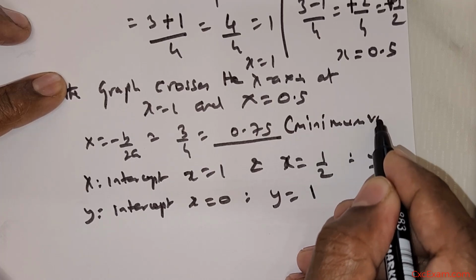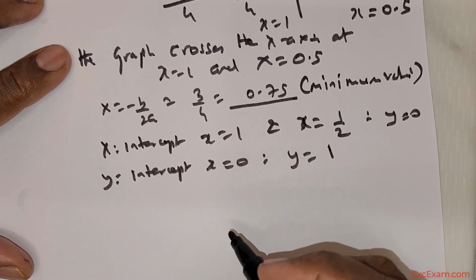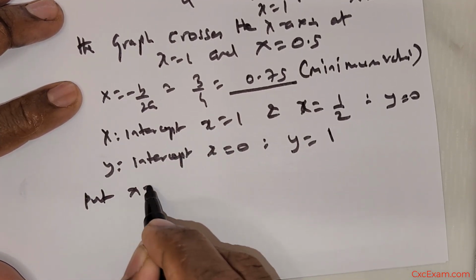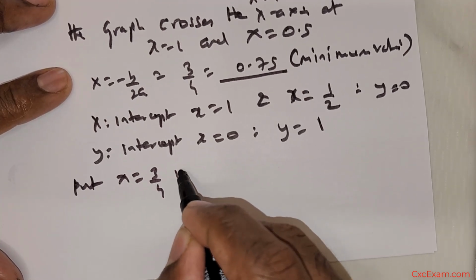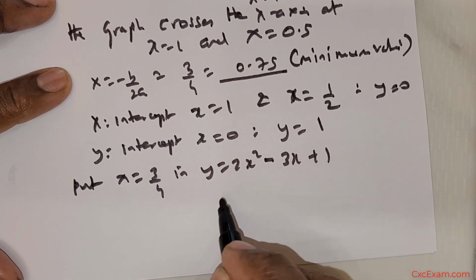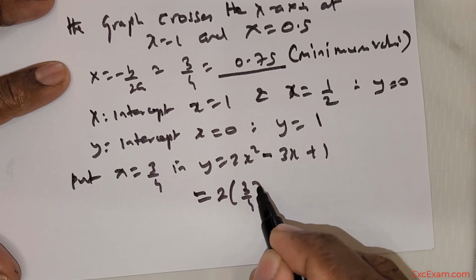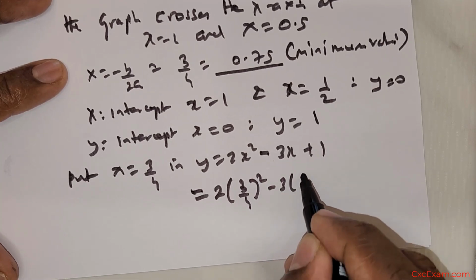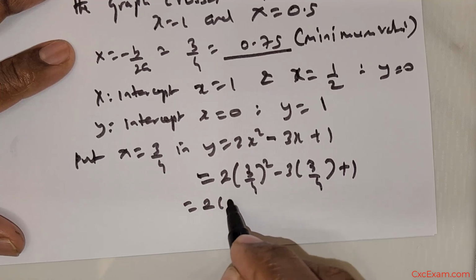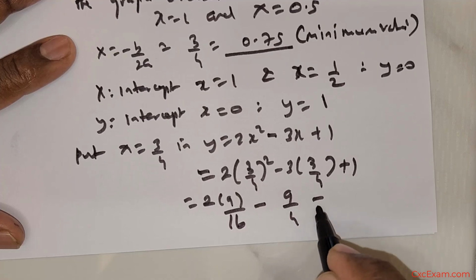Now the question wants us to find the coordinate of this minimum value. So for that, put x is equal to 3 over 4 in y is equal to 2x squared negative 3x positive 1. So it's going to be 2 times 3 over 4 squared negative 3 times 3 over 4 positive 1. This is going to be 2 times 9 over 16, 9 over 4 positive 1.